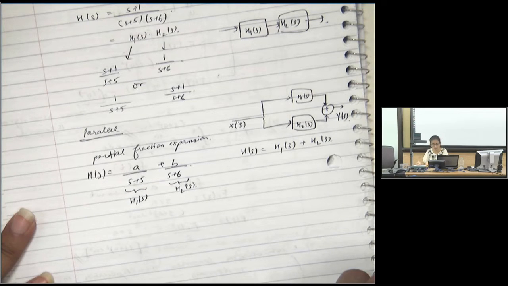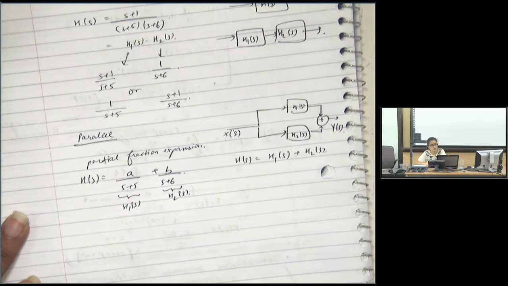Or vice versa. Because then you're trying to reverse engineer it: they tell you that you want this, and you have to say how you would go with cascade and parallel. So they give you a final result, and you have to find a way to build it.